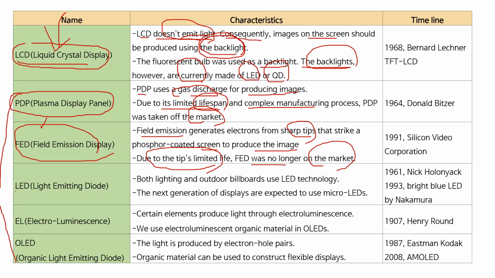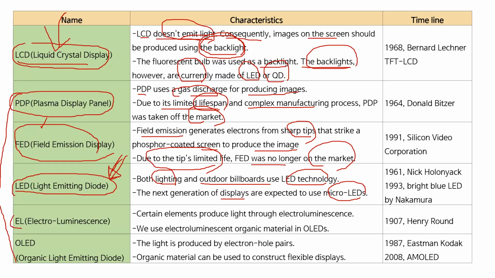Let's see LED, light emitting diode. Both lighting and outdoor billboards use LED technology. Next generation of displays are expected to use micro LEDs. So these LEDs are widely used, especially for lighting, white light lighting. White light can be obtained by this LED, so this LED is widely used for lighting.